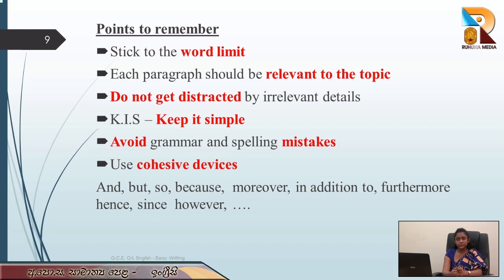Okay, so these are a few points that you have to remember when you write an essay, right? The first point says stick to the word limit. Stick to the word limit means what? I told you that the word count is 200, so you have to hit the word limit, and please do not exceed the word limit. And the second point is really important, because it says each paragraph should be relevant to the topic, right? So please do not get distracted by irrelevant details. Make sure that your points are ordered and they are relevant to the topic, right?